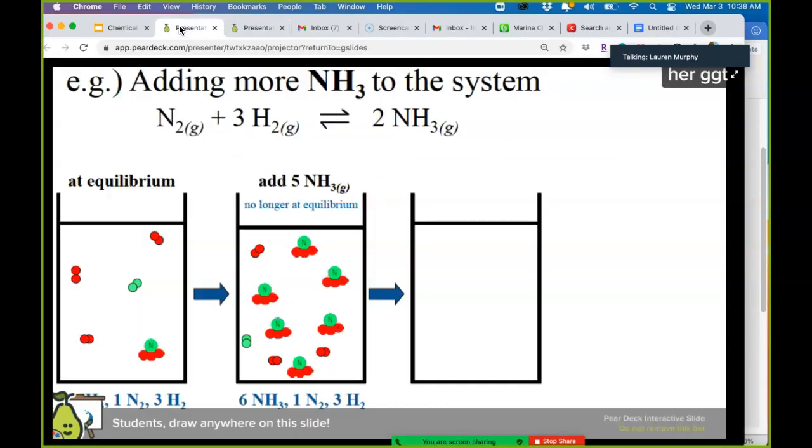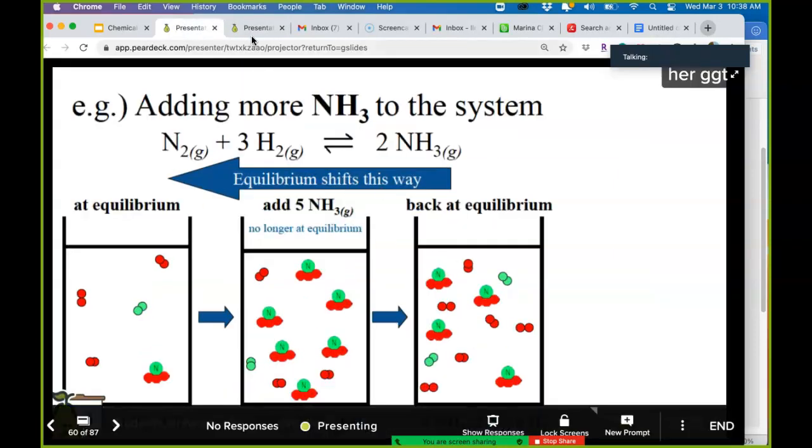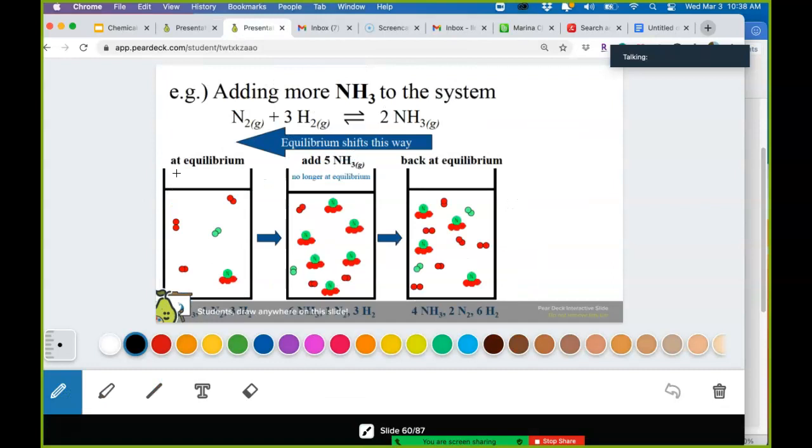So look at this new equilibrium. When I shifted back this way, I was able to produce some more reactants. So I originally had 1 nitrogen and 3 hydrogens. I've now been able to produce 2 nitrogens and 6 hydrogens. So my reactants have increased. And whereas I had 1 and then I added 5, so I had 6, back at equilibrium, the ammonia dropped back down because I shifted this way. So now I only have 4 ammonias.